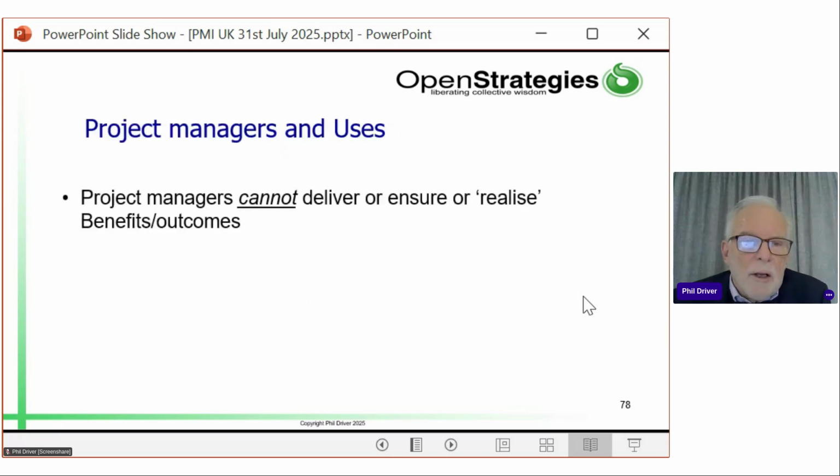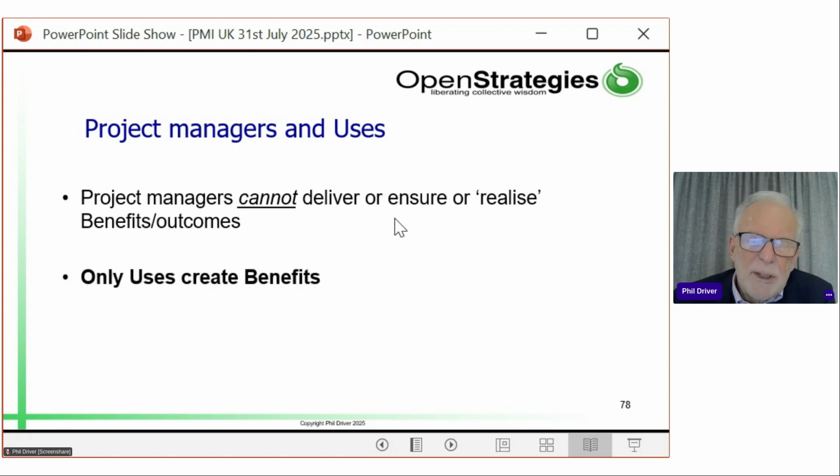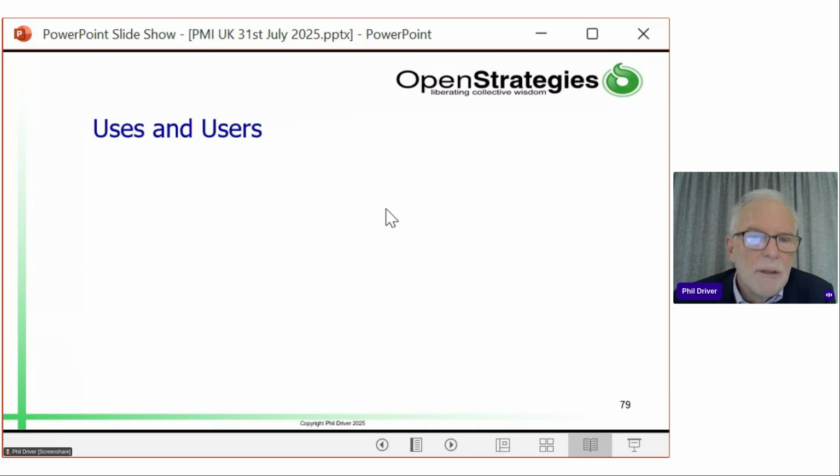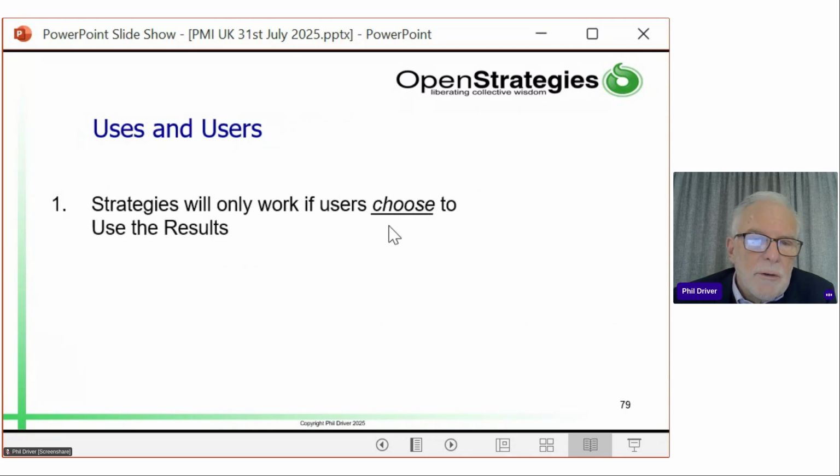Right. So in my view, I'm going to be bold and say I don't think you can deliver or ensure or realise benefits outcomes. I think you can certainly influence them. But the words realise and ensure, I think, are too strong, because only uses create benefits. So this is why, as I've said repeatedly, we need to understand uses and benefits to the nth degree. Strategies only work if users choose to use the results. And most uses are voluntary. We cannot control them.